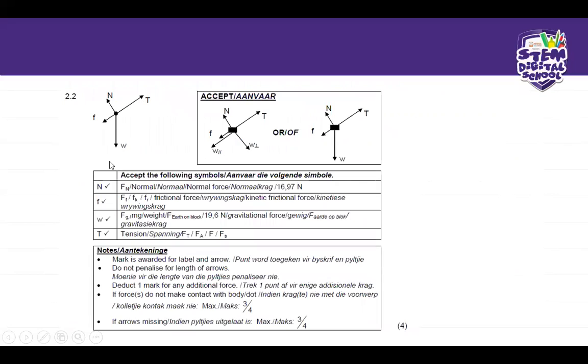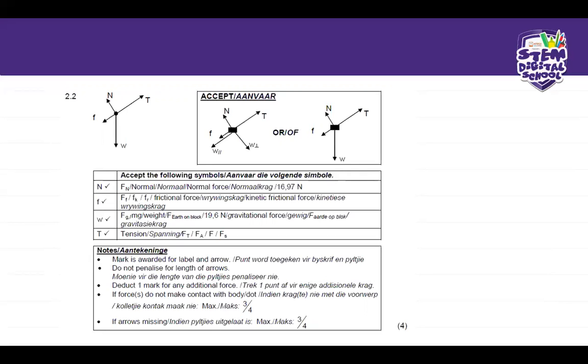So that's how we're going to have it. You need to also state that N is your normal force, F is your frictional force, W is your weight or gravitational force, your T is your tension or applied force. You can also write it as applied force.